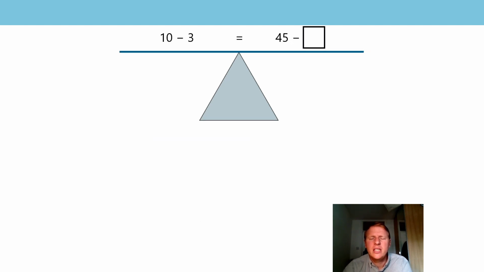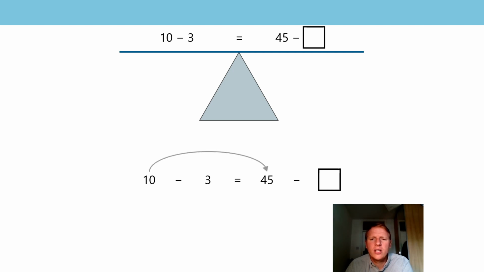Okay, still a seesaw image, but if you look carefully, you can see I've now got a missing value. We can use our understanding of same difference to solve missing boxes in our calculations. I'm going to take the information from the seesaw and write it as a linear equation. So 10 subtract 3 is equal to 45 subtract something. Pause the video and see if you can use the same difference principle to work out the value of the missing box. Okay, let's see if we can do this together.